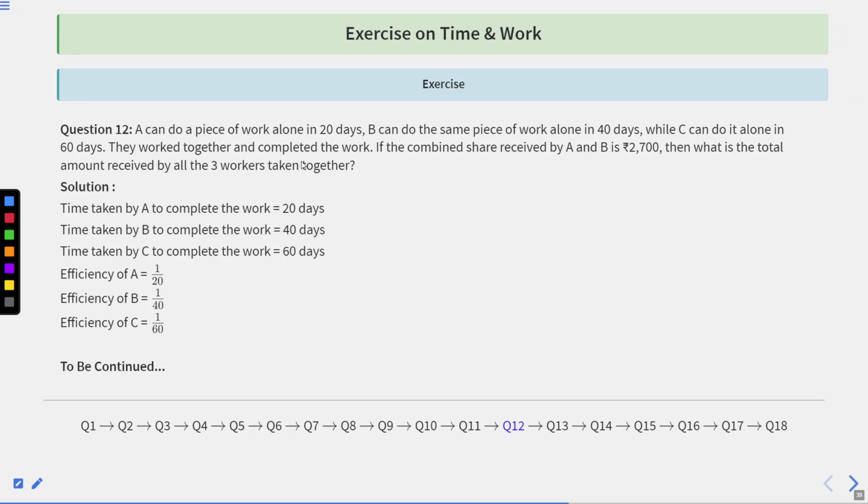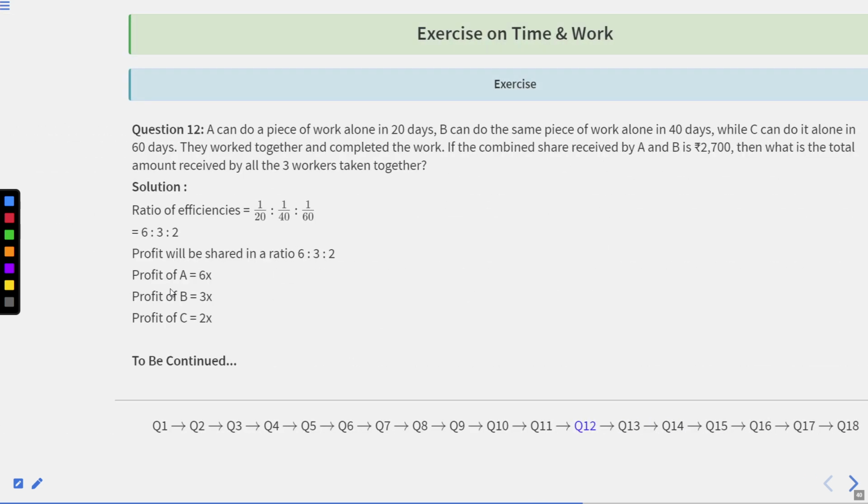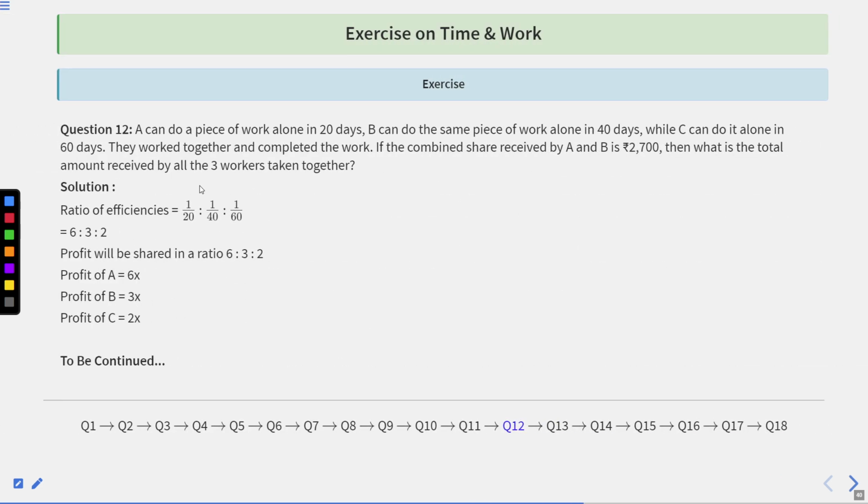So let us have a look at the solution. Time taken by A to complete the work is 20 days. Time taken by B alone to complete the work is 40 days. And time taken by C to complete the work is 60 days. So the efficiency of A will be 1 upon 20, efficiency of B will be 1 upon 40, and efficiency of C will be 1 upon 60. That means the ratio of their efficiency is going to be 6 is to 3 is to 2. So the profit will be shared in this ratio only.